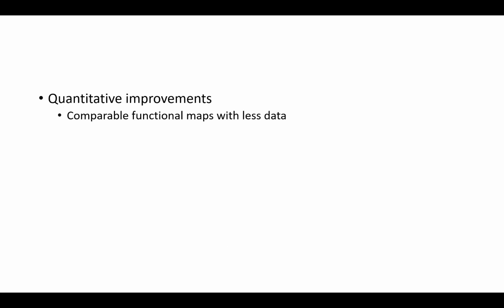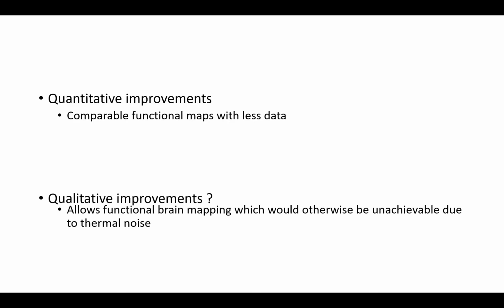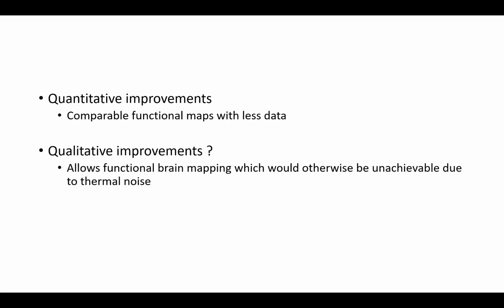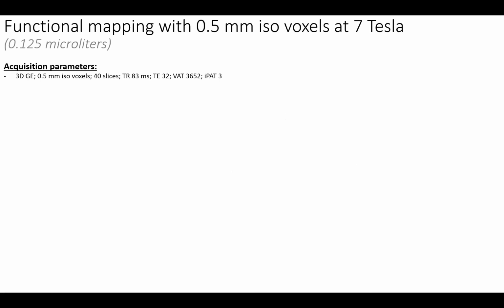So far we talked about what I think of as quantitative improvements. So basically we're doing the same thing that we can do without Nordic, but we can achieve better maps with a lesser amount of data. But can we also achieve some qualitative improvements? What I think of as qualitative improvements is a qualitative change in the data, doing stuff that we could otherwise not do. So allowing functional brain mapping that would otherwise be unachievable due to the high thermal noise regime.